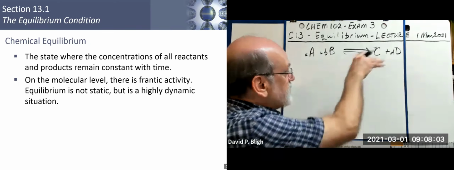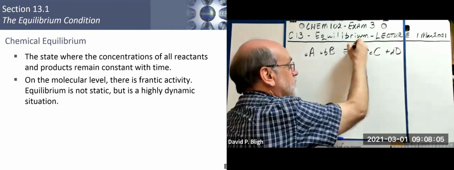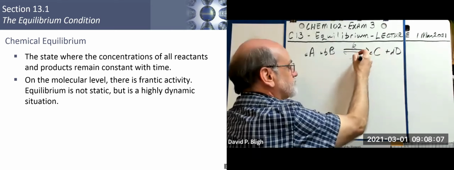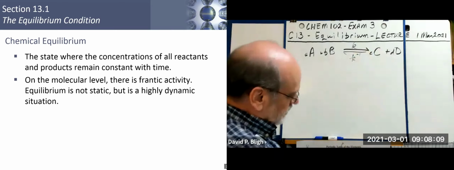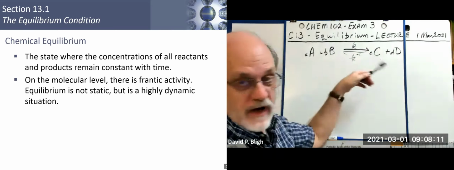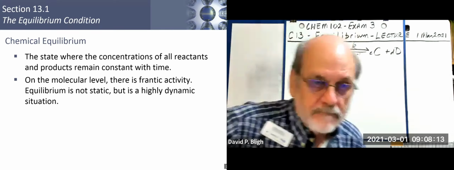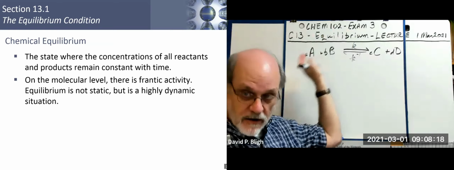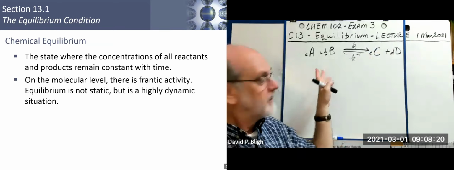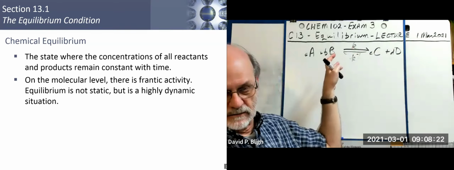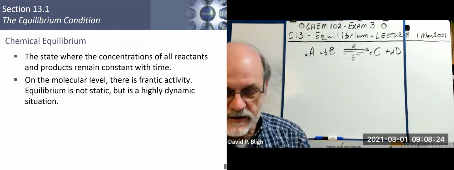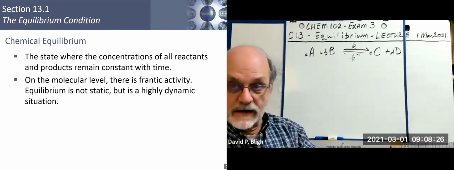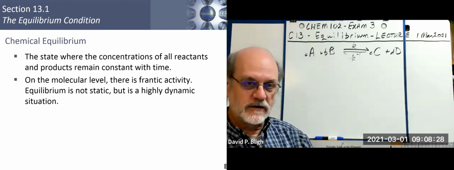And these each have their K values. Remember, one of the problems that we worked had a K in one direction and a K in the other direction. Now the rates at equilibrium, the rates forward and reverse are equal, but the Ks are not equal. Those are constants that go into the rate law for the forward and reverse reaction.